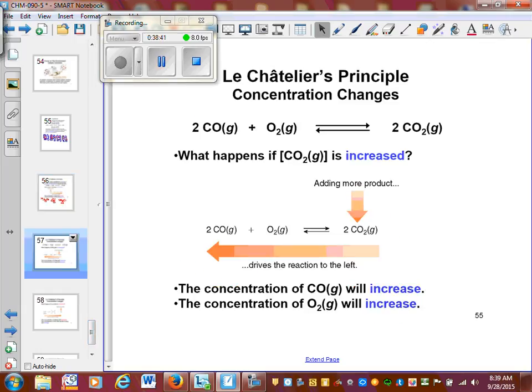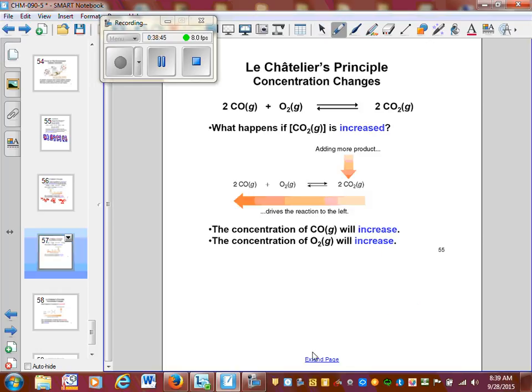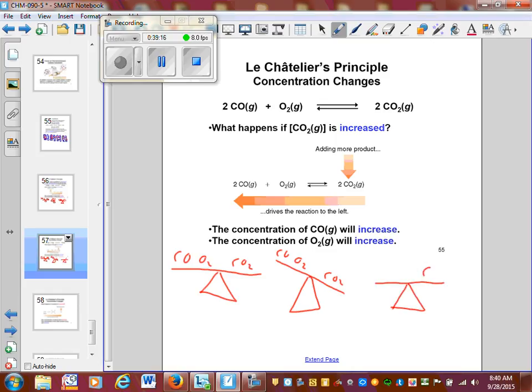Okay. What happens if we add CO2? If we add CO2, it tilts the other way. To bring it back to equilibrium, which way do I have to transfer the weight? I have to transfer it back this way. So if I add CO2, what I end up getting is more reactant. It goes back the other direction.